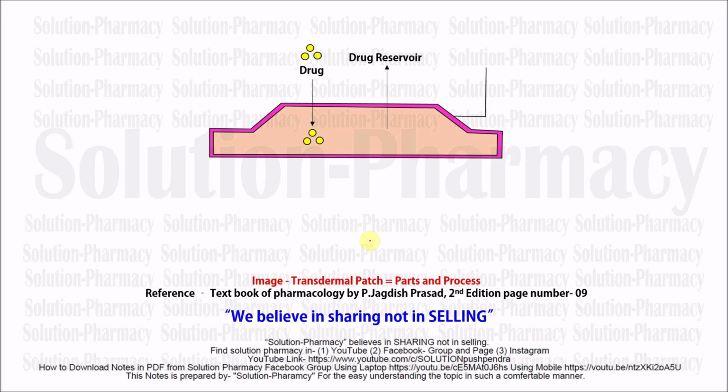So the drug is fixed on the drug reservoir, and to maintain the drug in the reservoir we need a sealing effect from the back side. So the back layer of the drug reservoir is called the outer covering. This outer covering will protect the drug from releasing from the backside.